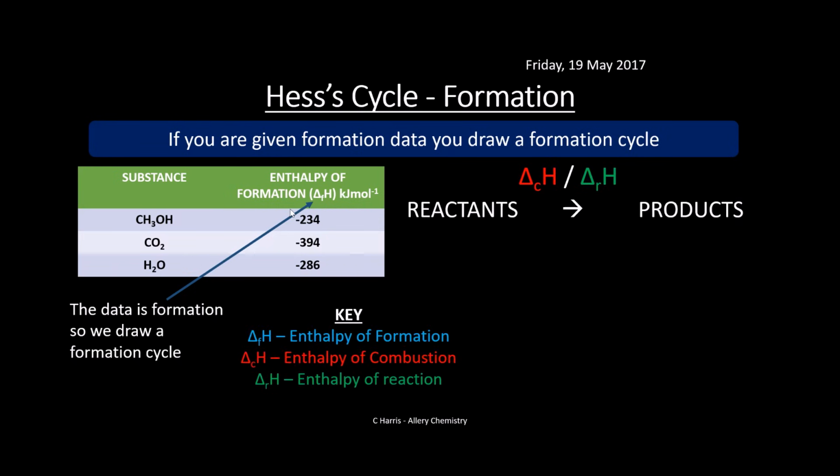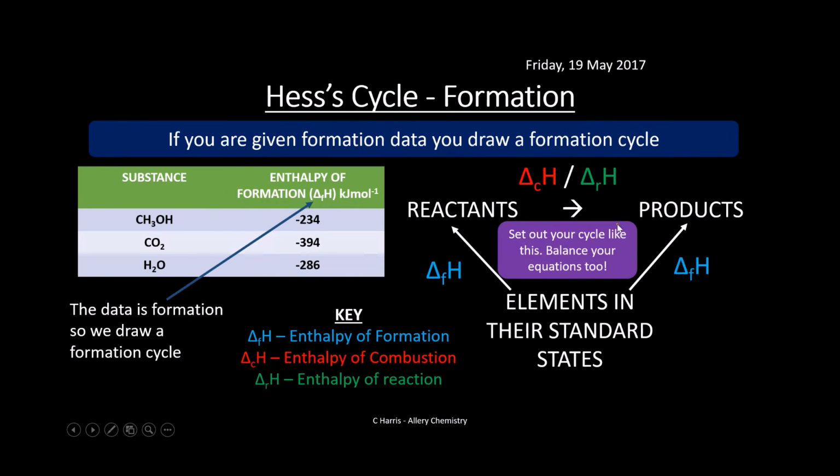What you do is you do reactants and you draw an arrow and you put products. This bit is the enthalpy of combustion or enthalpy of reaction. It depends on the numbers they've given you, but it could be called either of them. Now, the cycle has elements in their standard states at the bottom. These are the elements that make your reactants and products.